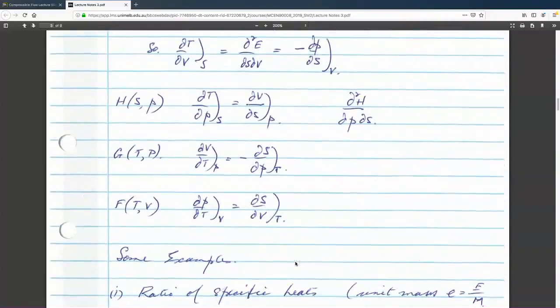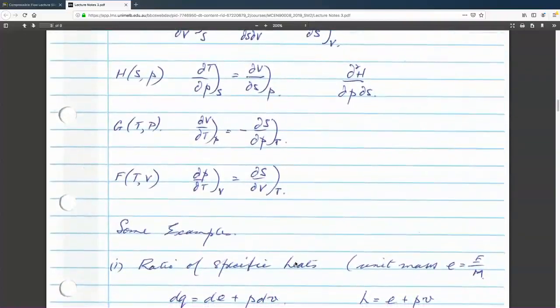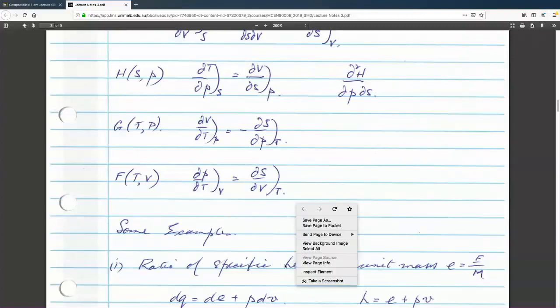Now I want to talk about something that's going to become very important to us, and that's the ratio of the specific heats. Why is that curious and important? So I have to say something about it.